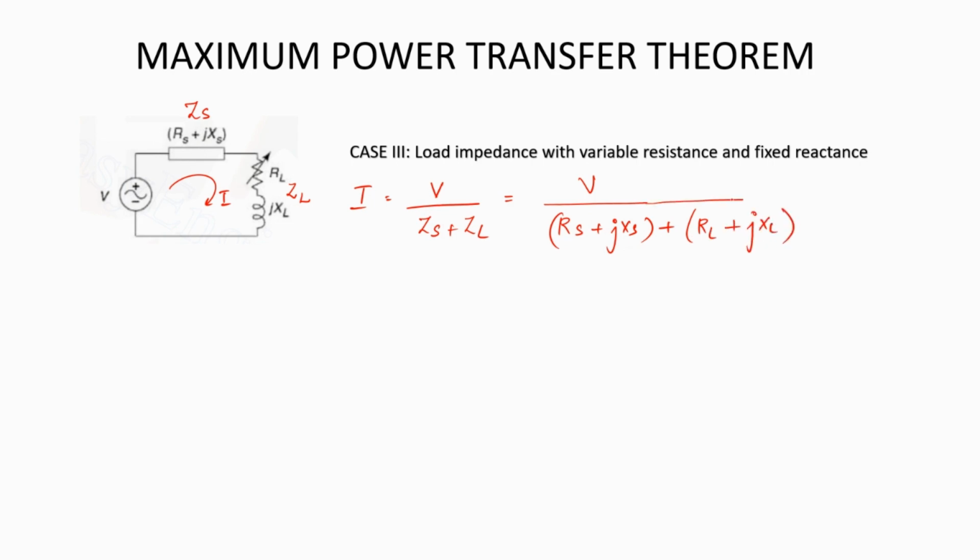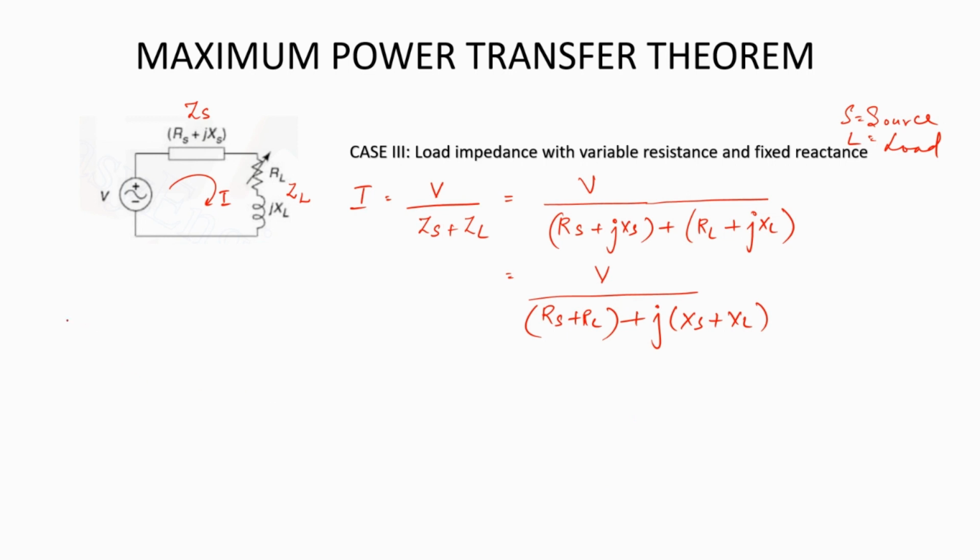Now we can take the real and the imaginary parts separately and rewrite it as V divided by RS plus RL plus J times XS plus XL. So here S stands for the source and L here means the load.